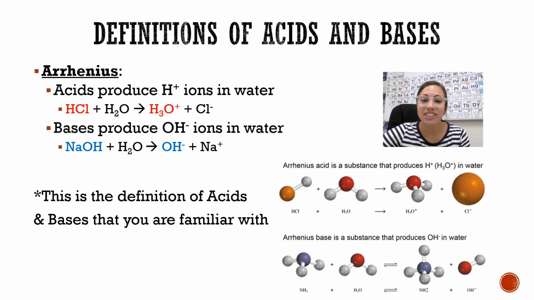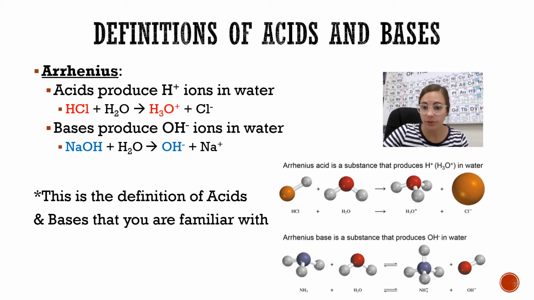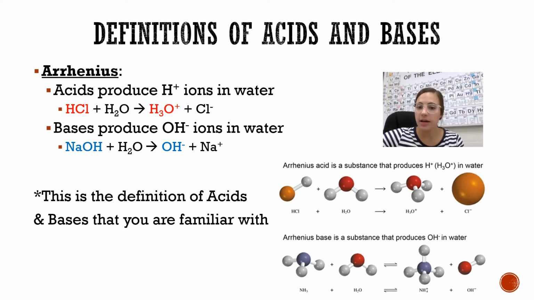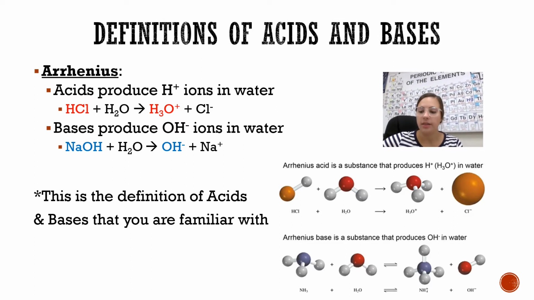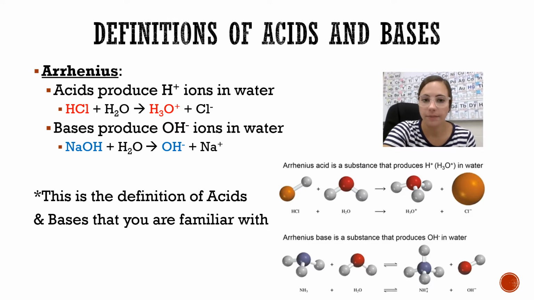So first we have our definitions of acids and bases. The first definition is called the Arrhenius definition. And the Arrhenius definition is the definition of an acid or a base that you are used to. So in any previous science class, when you talked about acids or bases, they were defined as the following. An acid produces H+, or the hydrogen ion in water. And bases produce hydroxide in water. And so we can see that in each of these examples.